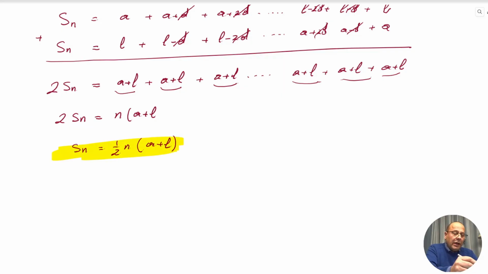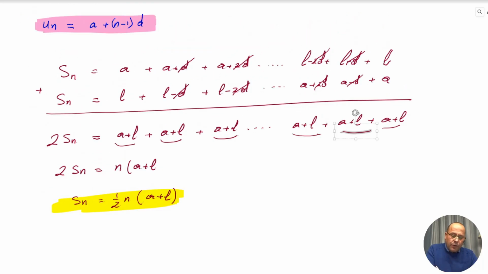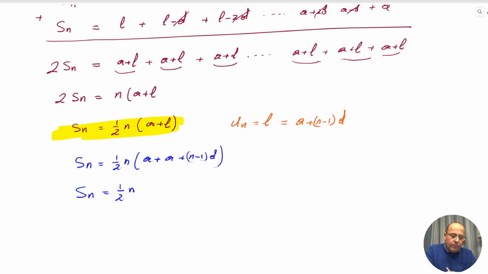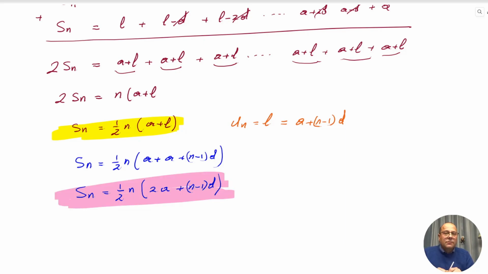The last term, as we said before, un, is equal to a plus n minus 1 d. Let's substitute in here. So we have Sn is equal to half n times a plus a plus n minus 1 d. So Sn is equal to half n times 2a plus n minus 1 d. That is the formula for the sum of an arithmetic sequence.